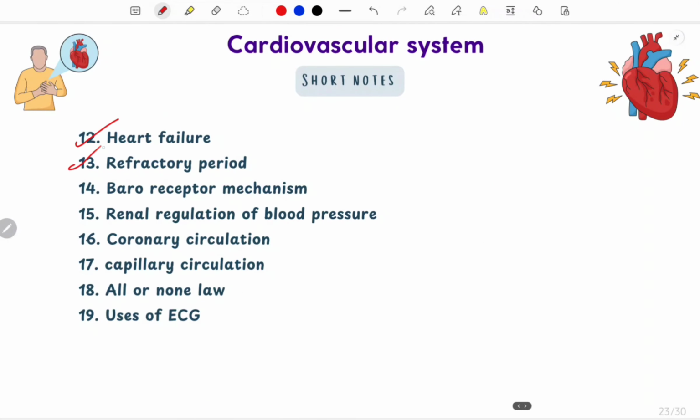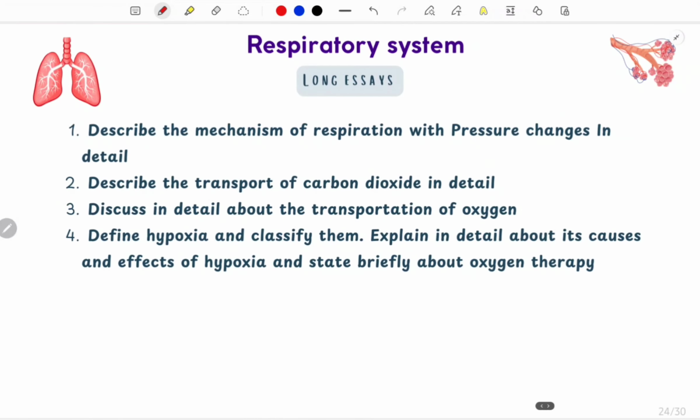Heart failure, refractory period, baroreceptor mechanism, renal regulation of the blood pressure, coronary circulation, capillary circulation, all are frequently asked, and uses of ECG. The next question is describe the mechanism of respiration with pressure changes in detail.